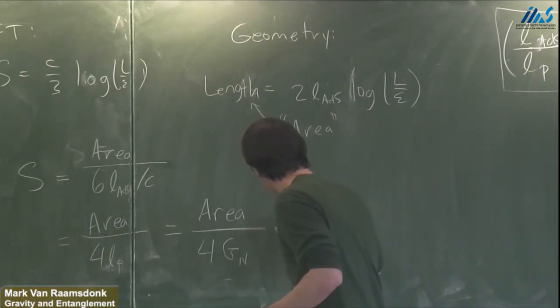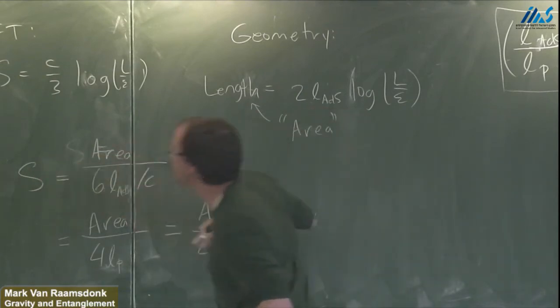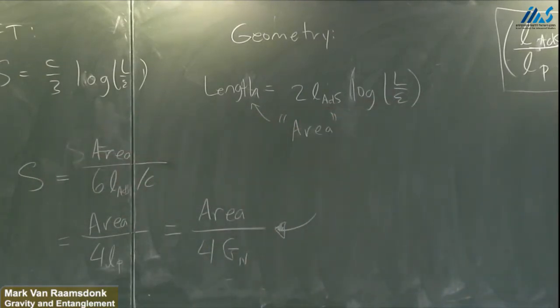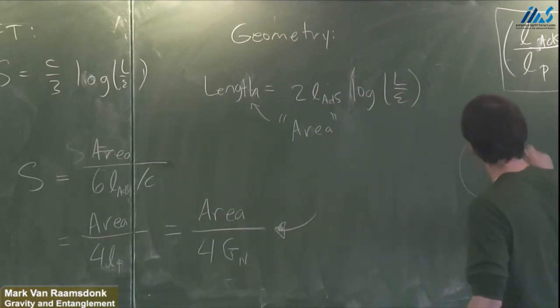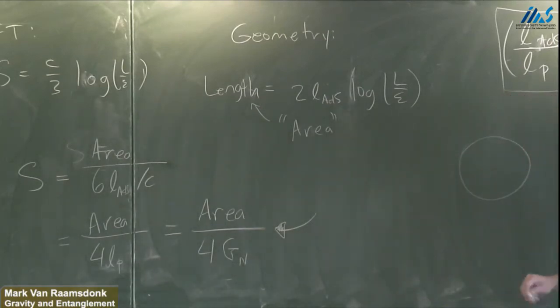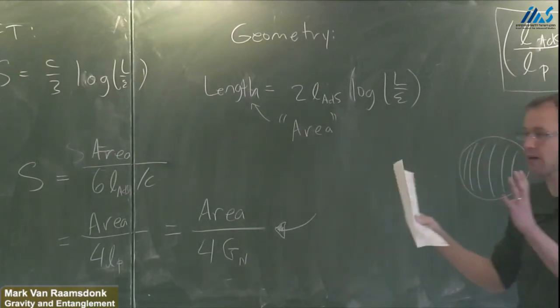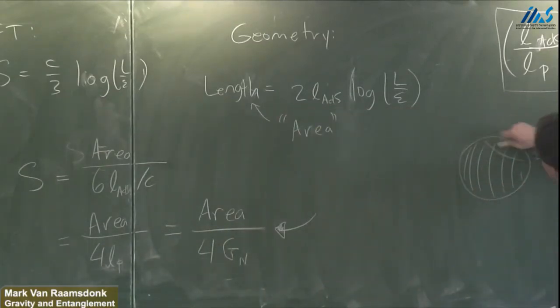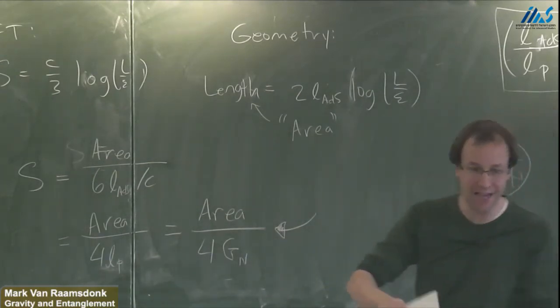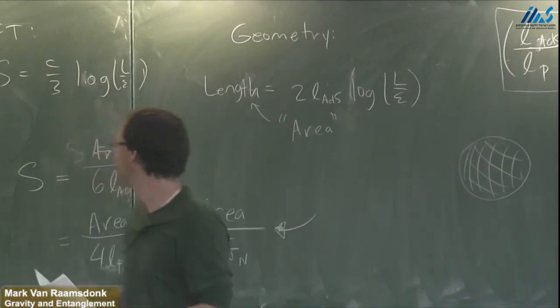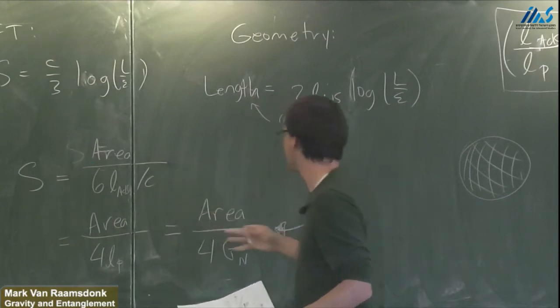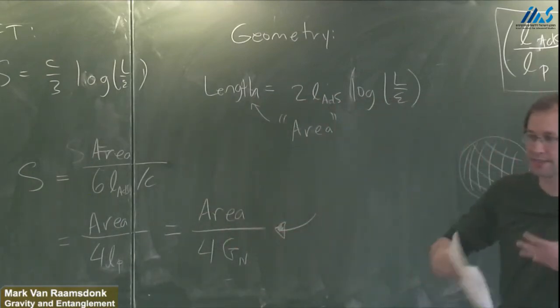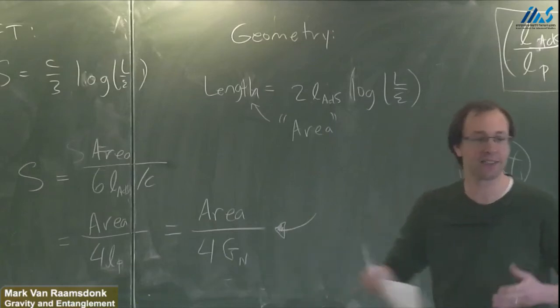So this particular formula, Jacob understood as some connection between the geometrical properties of black holes and some thermodynamic properties. Okay, so it was realized that black holes obey certain laws analogous to the laws of thermodynamics, and the entropy being equal to area over 4 G Newton makes these laws work out exactly.